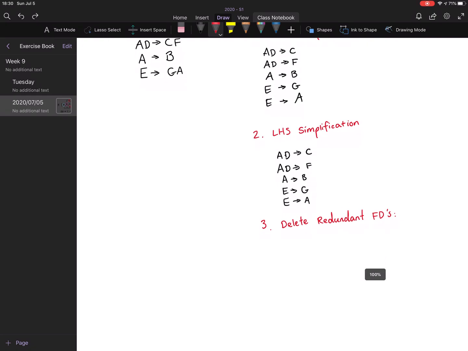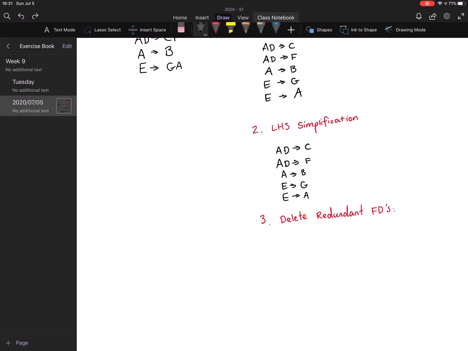Okay, so we're going to start off with the first functional dependency, which is AD implies C. Is there another way to get C without the need of AD? There is none, so it just stays right there. Okay, what about AD implies F? Is there another way to get F without AD? I don't think so. So AD implies F.